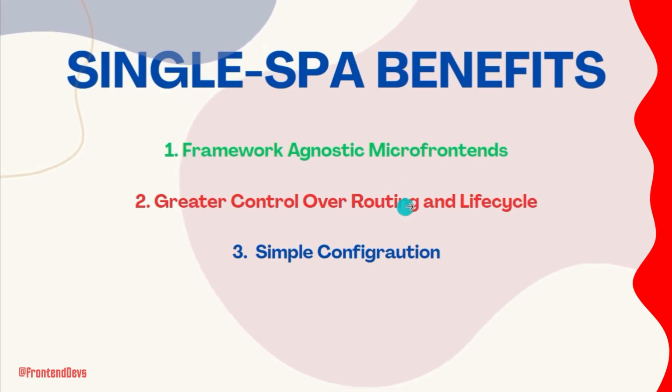Then it will provide greater control over routing and lifecycle. That means you can decide on which route we need to load our micro frontend, and it will provide different lifecycle methods like bootstrap, mount, and unmount. That way you can easily manage the routing and lifecycle for your micro frontends. And third is very simple configuration. If you go with the package create-single-spa, then creating the single SPA root config or micro frontend will be very simple.